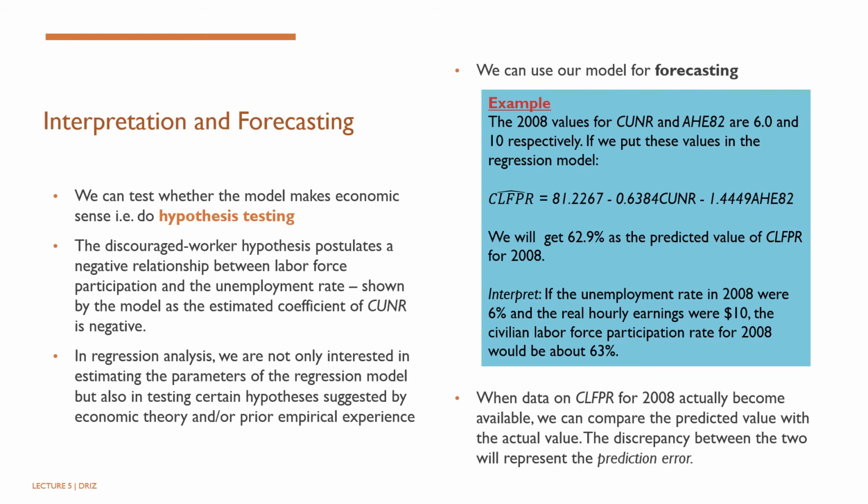We can also use our model for prediction or making forecasts. For instance, suppose we have the 2008 data on the unemployment rate and real earnings. Assume these values are 6 and 10 respectively. If we put these values in our regression model, we can get 62.9473% as the predicted value of CLFPR for 2008. That is, if the unemployment rate in 2008 were 6% and the real hourly earnings were $10, the civilian labor force participation rate for 2008 would be about 63%.